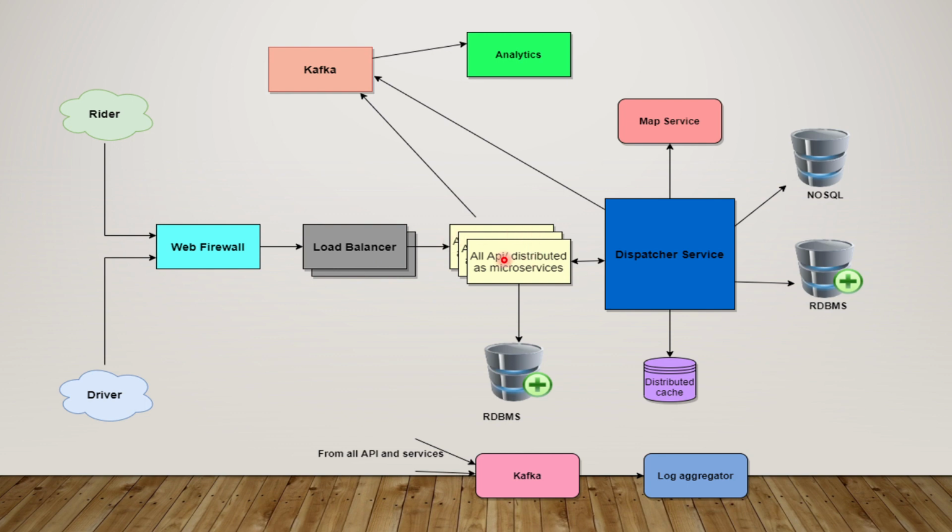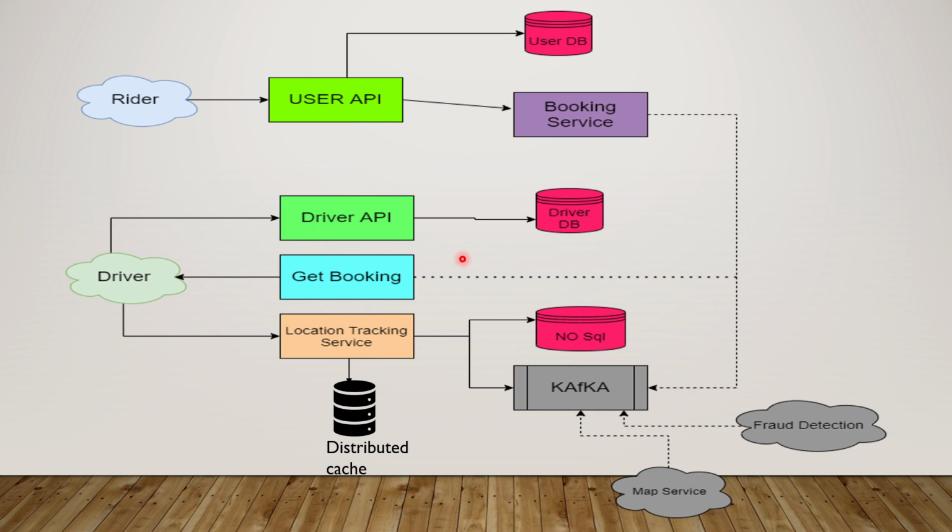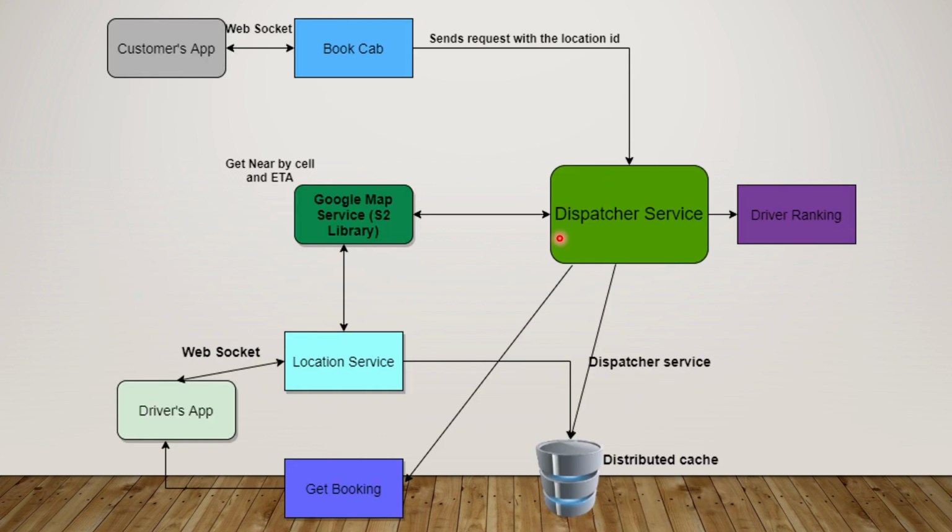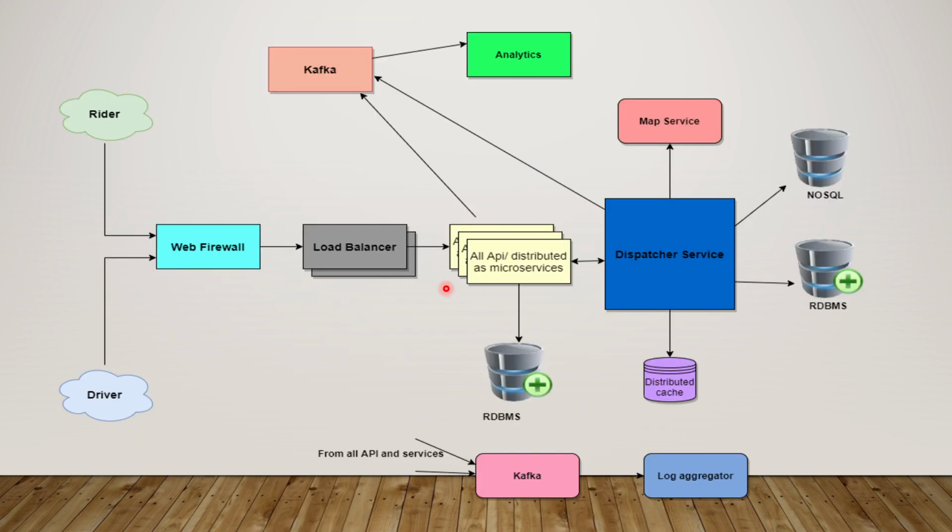So these distributed APIs will work as microservices, and they will be connected to the database. Basically this is the part. So you have a user API and a database, and a driver API and a database. This is what this part is all about. Now from here you will talk to the dispatcher service.